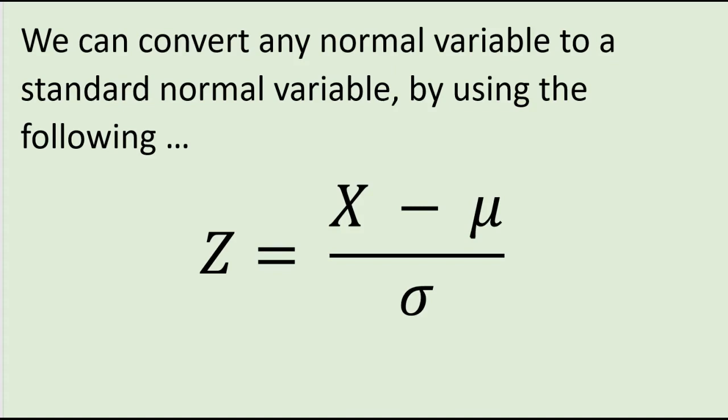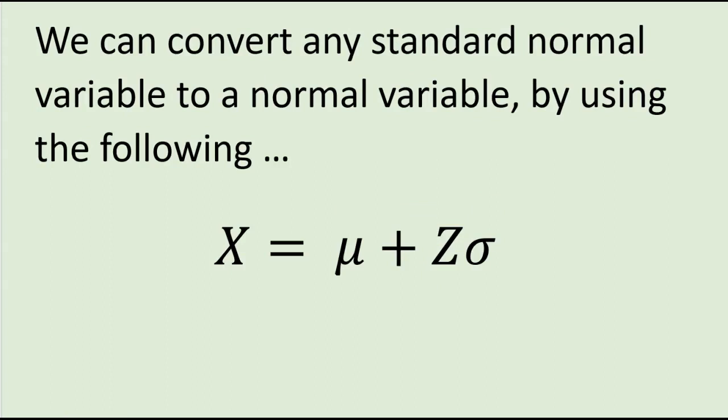We can convert any normal variable to a standard normal variable using this formula. And notice this looks very similar to the z-score formula that you saw earlier in the text. We can also convert any standard normal variable to a normal variable using the following. When we convert any normal to a standard normal, the area under the curve is preserved.